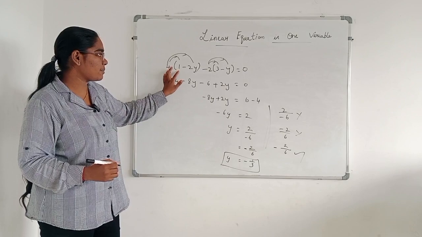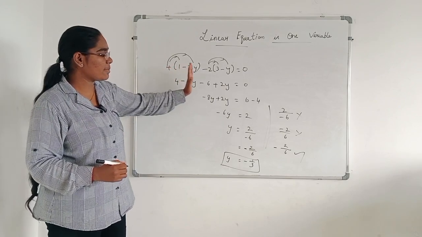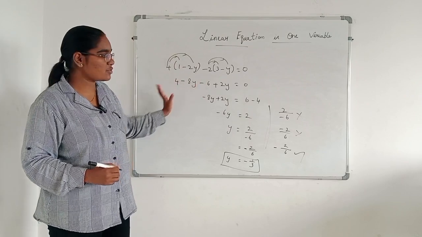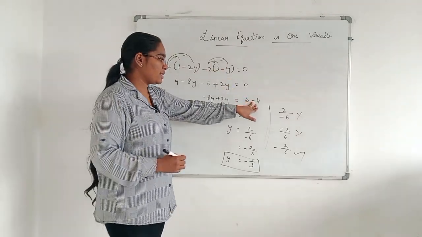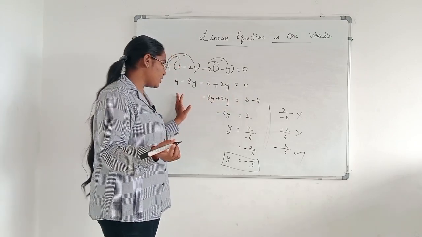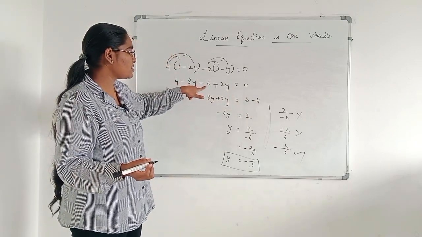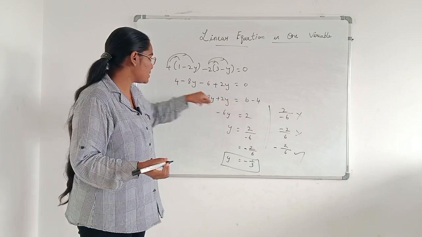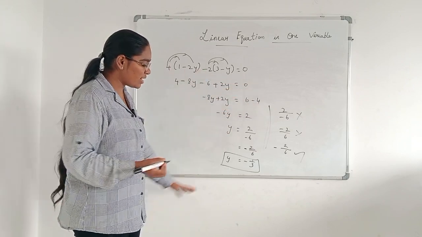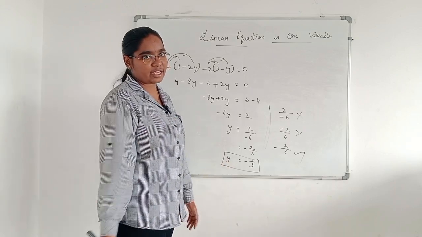So first we are multiplying, and next we are keeping the variables on one side and the other values will be moving to the right hand side. So while moving, according to the transposition method, the signs will change. So minus 6 will become plus 6 and plus 4 will become minus 4, and by further simplifying we are getting the value of the variable.